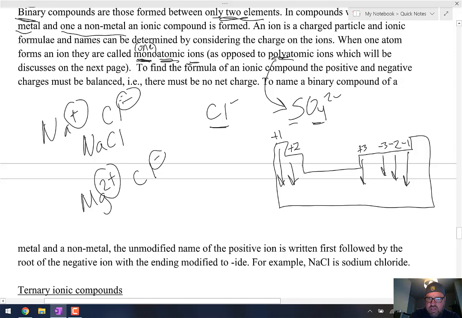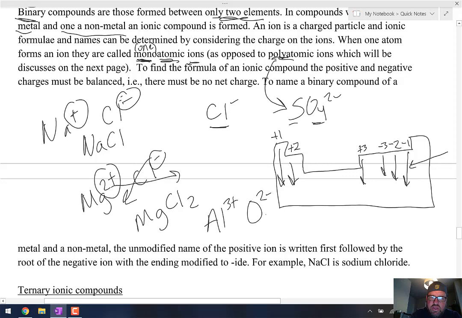So for example, magnesium is right in here. It has a charge of +2. Chlorine's right in here. It has a charge of -1. Okay, and the real easy way to do this, guys, is whatever those charges are, you just switch them, just flip-flop them. So that means that is MgCl2.